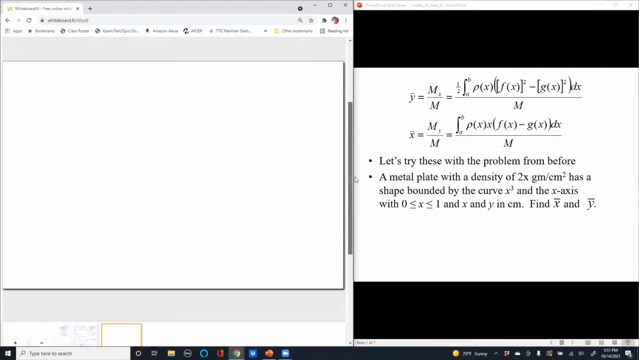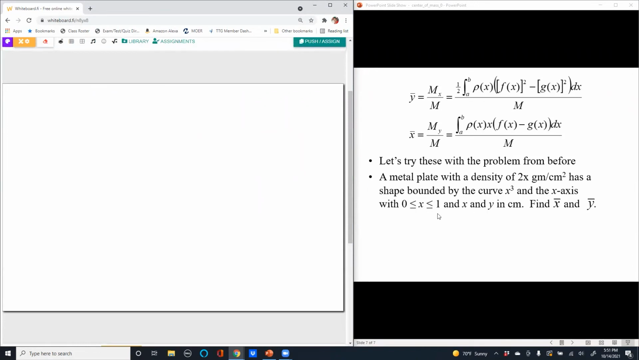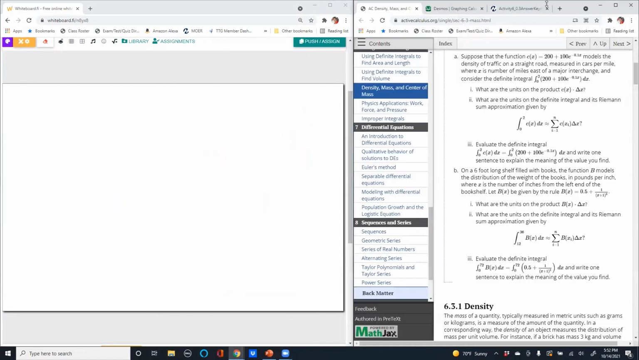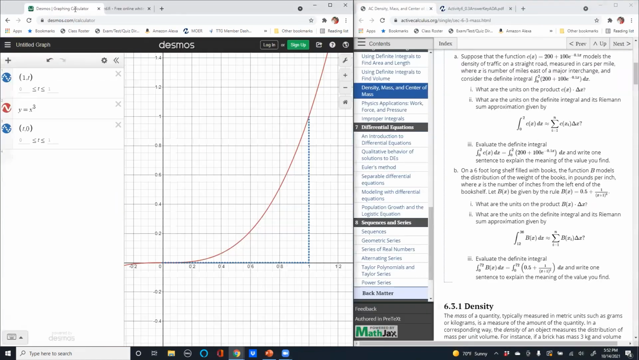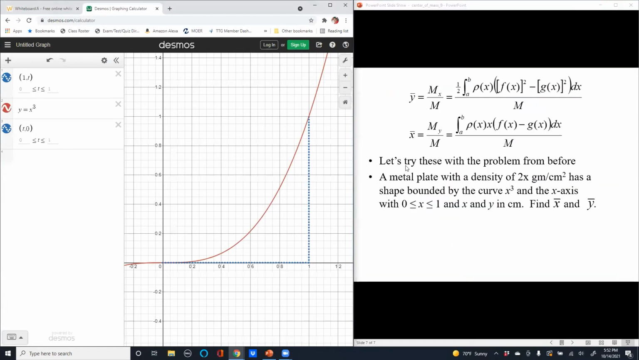Okay, so first off, let's take a look at the graph to see whether we can get an idea of where x bar and y bar should be. All right, so if we bring up our graph, here's the graph of our situation from 0 to 1. So this curved triangular figure is our region. This is x cubed from 0 to 1.